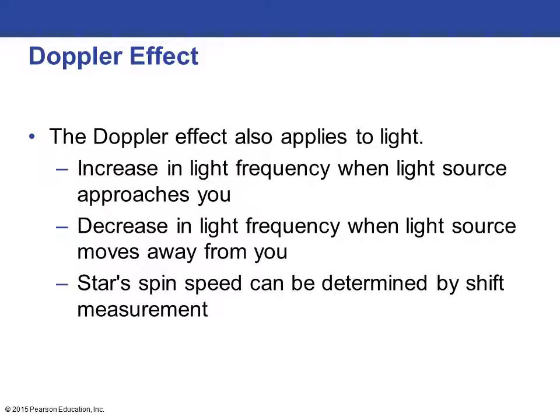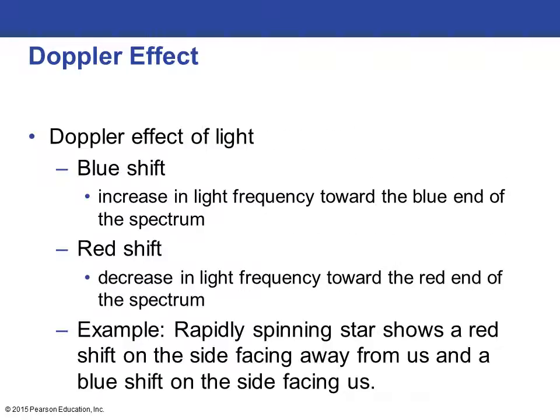A star's spin speed can be determined by using this Doppler effect, looking at how the light frequency changes. For the Doppler effect of light, there's something called a blue shift and a red shift.